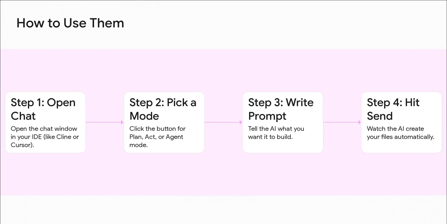First, you open your coding spellbook, which is just your code editor like VS Code. Then you choose which wizard you want to help you, plan, act, or agent. After that, you write out your magic wish, which is your prompt. And finally, poof, you send your wish and the wizard makes the test files appear like magic.